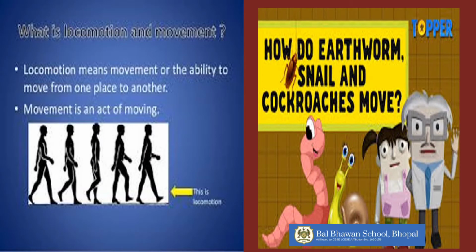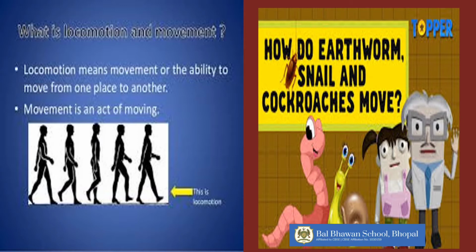Now, what is locomotion and movement? We have already discussed in a previous class that locomotion means the ability to move from one place to another. That means in locomotion, the position of an organism changes. Whereas when we talk about movement, it is an act of moving. That means in movement, only a body part moves.